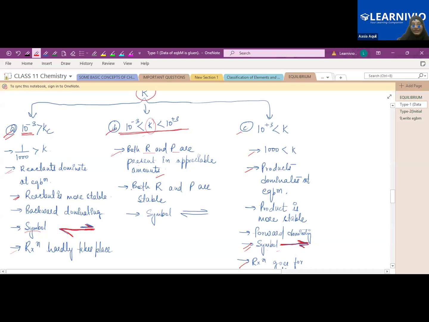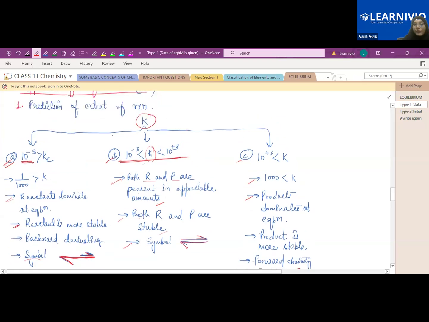Second, both R and P are stable. Both the reactants and products are stable. And you will represent this type of reaction using this symbol. Both arrows should be equal. Okay, you can see both arrows are equal. It shows the equality basically, right? So these are the three cases which help you to predict the extent of reaction.